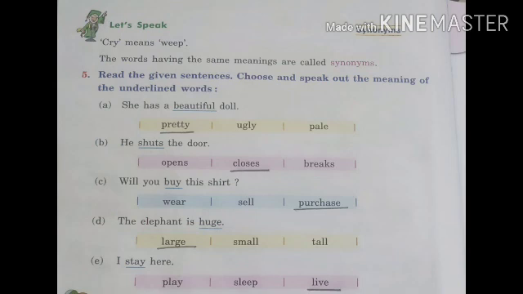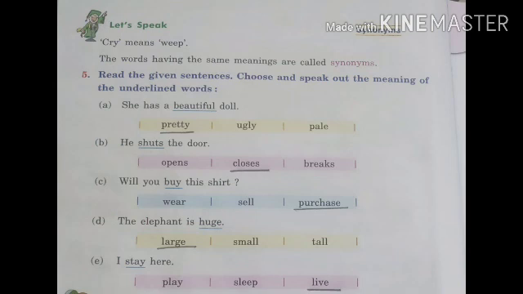Next is, the elephant is huge. Huge means large, बहुत बड़ा. Yes. So, large, small and tall. These are the different options, and we will take large. Then, I stay here. Options are play, sleep and leave. So stay means leave. Yes. In this way we have finished this exercise also.